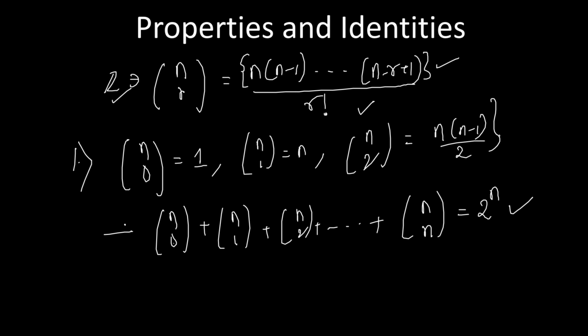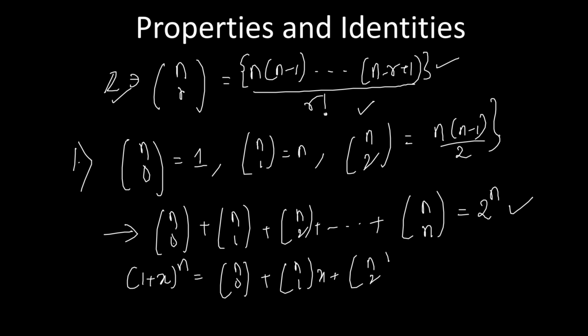Well, this is an easy task to prove using identities. Specifically, you should use the binomial theorem on (1 plus x) to the power n. It expands into n choose 0 plus n choose 1 times x plus n choose 2 times x squared, and it goes up to n choose n times x to the power n. Putting x equal to 1 in this equation gives you the required answer.